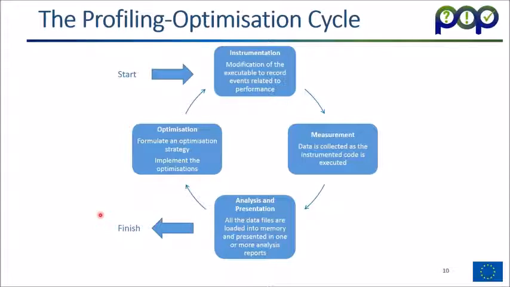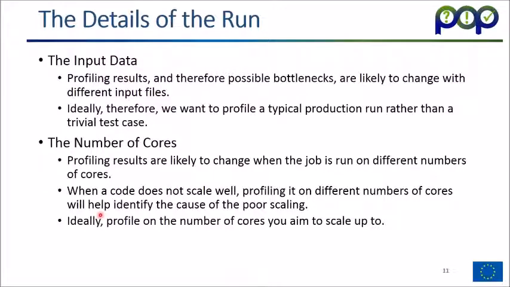Okay, so we'll look at examples in a moment, but I think there's a couple of important factors to consider when you're profiling a code that are worth highlighting at this point. So the first one of those is the input data itself. In practice, profiling results and hence possible bottlenecks in your code are likely to change with different input files. So really, you want to profile a typical production run rather than a trivial test case. So you need to get your input data right.